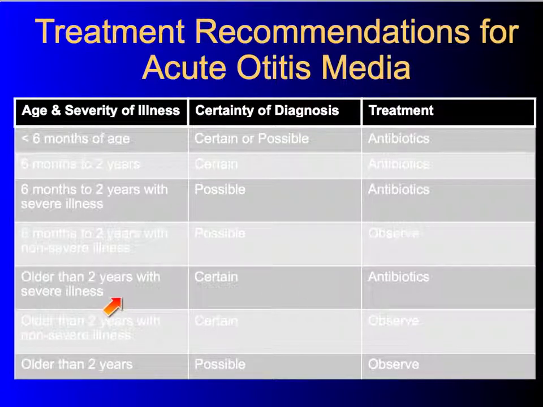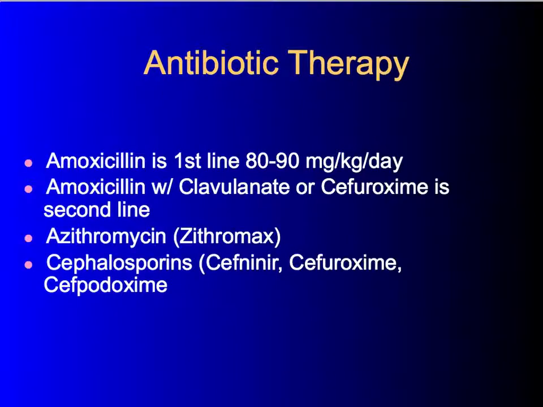If the child is over 2 years of age with severe illness and we are certain of the diagnosis, antibiotics is the treatment of choice. If they are older than 2 years with non-severe illness, but we are certain of the diagnosis, we will still observe them for up to 72 hours. And if they are older than 2 years and the diagnosis is possible, then we watch and wait for up to 72 hours.